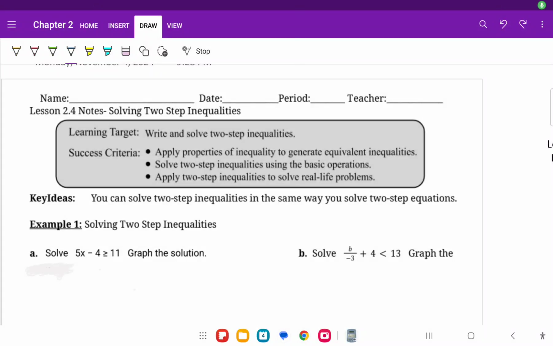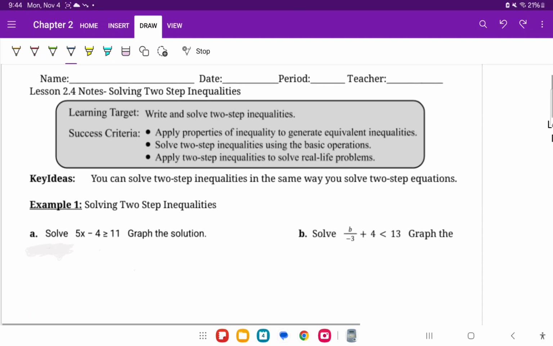So we are looking at the section or lesson 2.4 notes. Okay, solving two-step inequalities. So it's very similar to what we've already been doing, and so there's several things that we've already learned. So it shouldn't be that difficult, but it's just going to be new.